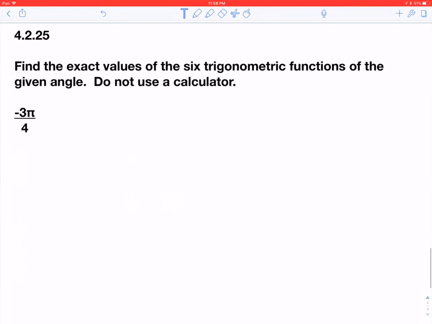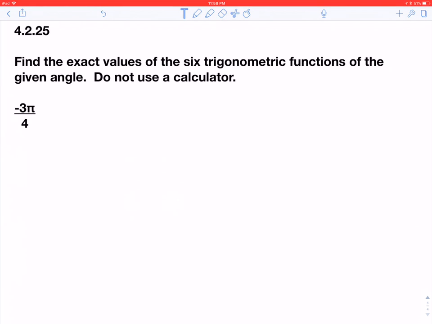We have the question from pre-calculus on finding trig function values. Let's take a look at it. I think we're using Pre-Calculus Essentials by Ratti McWaters. This comes from section 4.2, question 25 out of the back of that section. It says, find the exact values of the six trigonometric functions of the given angle. Do not use a calculator.